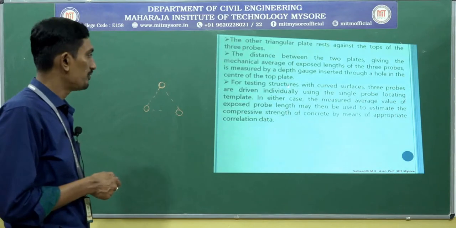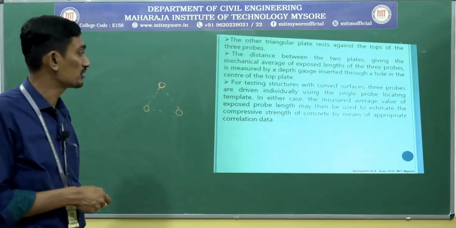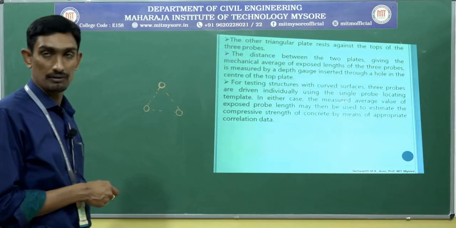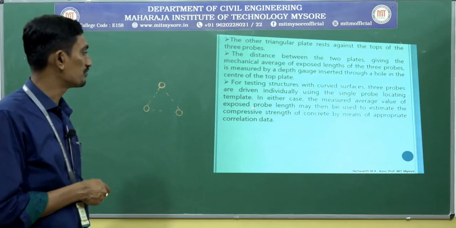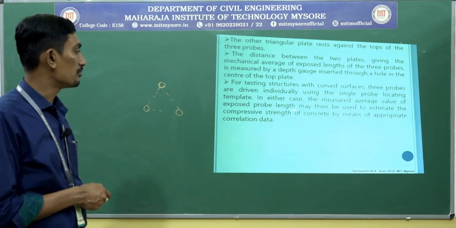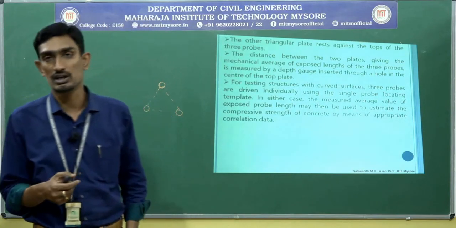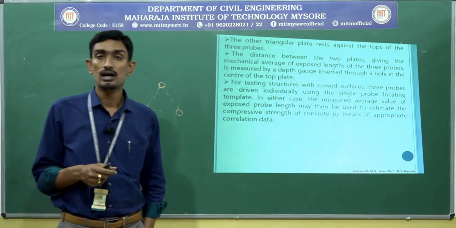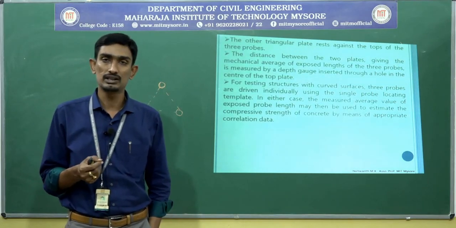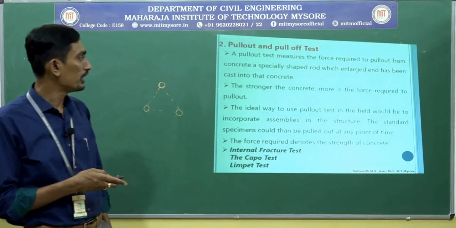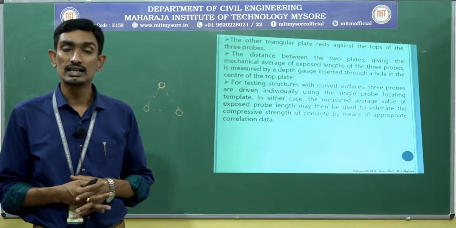Next, for testing a curved surface, that means if there is a curved structure instead of a flat surface, three probes are driven individually using a single probe locating template. In either case, the measured average value of the exposed probe length may then be used to estimate the compressive strength of concrete by means of an appropriate correlation. So you are going to measure individually instead of measuring the three probes together that you penetrate inside the concrete member. Is it clear? So like this, we perform the penetration resistance test.